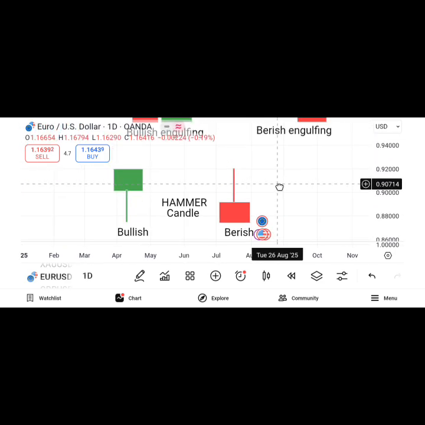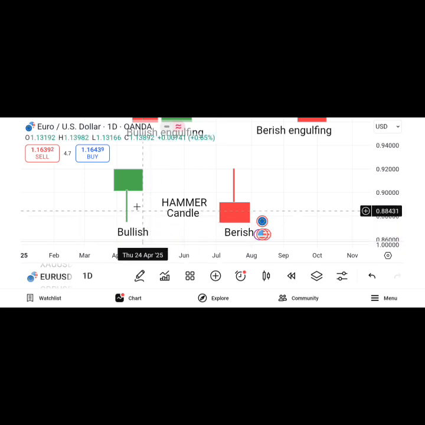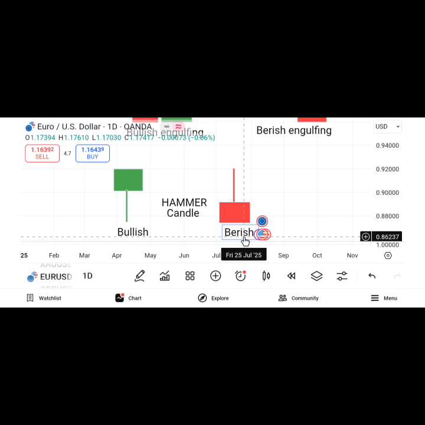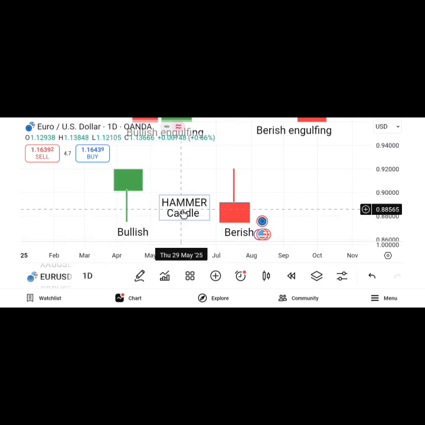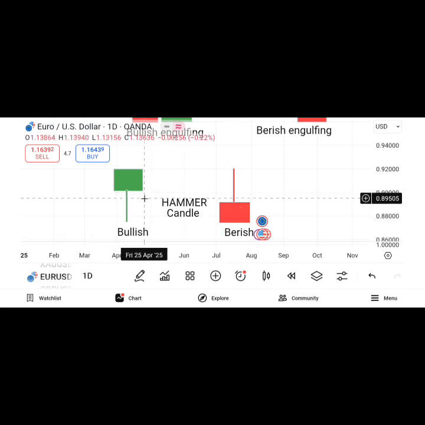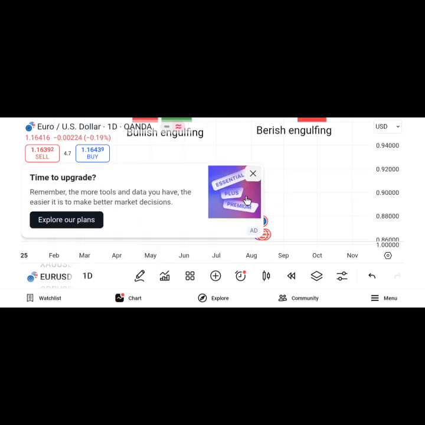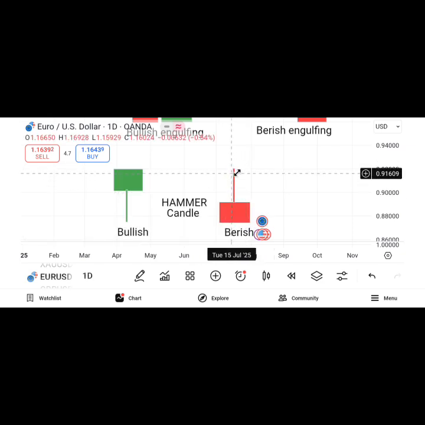Then here we have the hammer candle. This is the bullish hammer candle, and this is the bearish hammer candle. This candle is known for two things: it has a smaller body, and then a wick. The wick on the bullish side is rejecting lower prices, hence why it's bullish, and on the bearish side, it is rejecting higher prices.